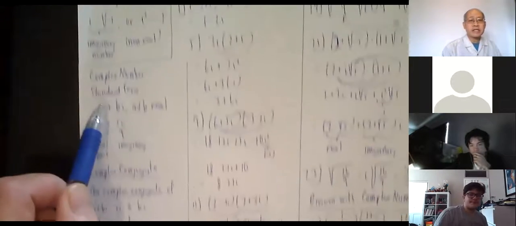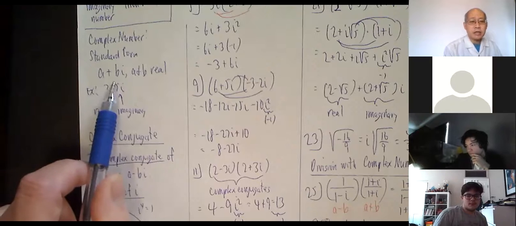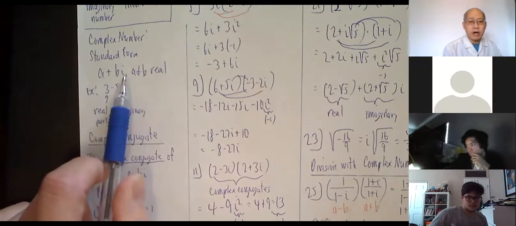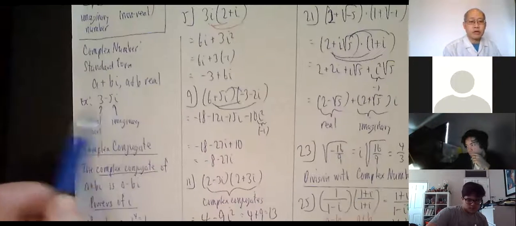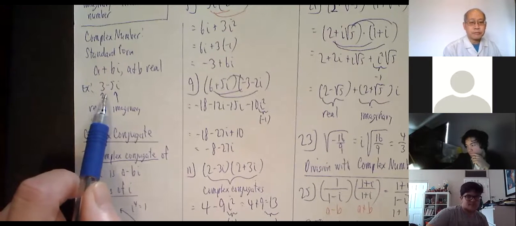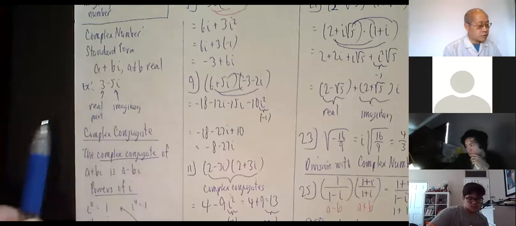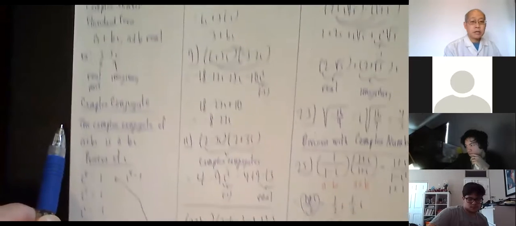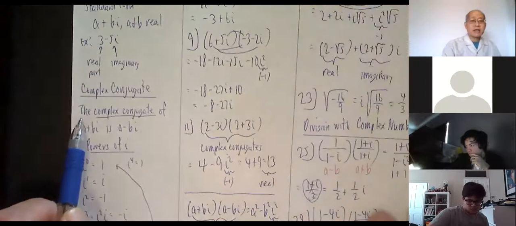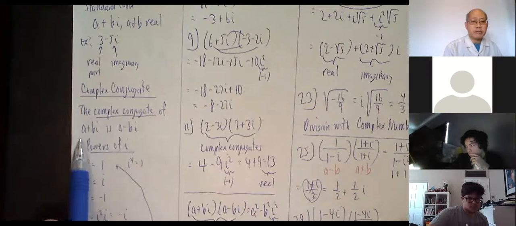A complex number in standard form looks like this: a plus bi, where a and b are real. i is this funny square root of -1. A simple example is 3 minus 5i. The 3 is considered the real part, and the -5 is considered the imaginary part. And just like in algebra, there's the complex conjugate. The complex conjugate of a plus bi is a minus bi.